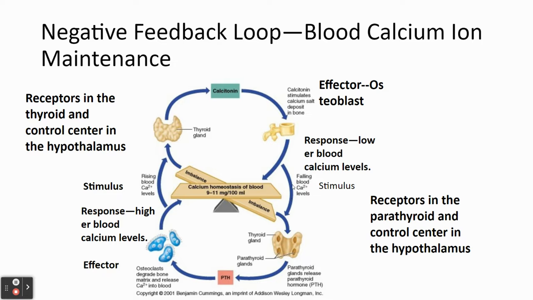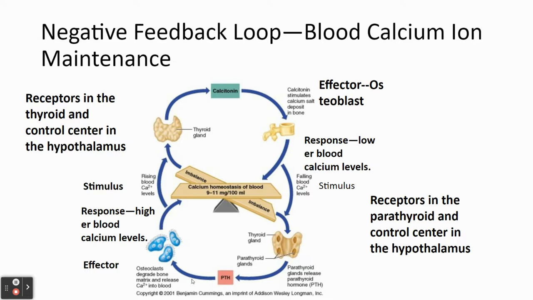If your calcium levels decrease, a different gland, the parathyroids, which are very small little glands that rest on the backside of your thyroid gland, are signaled to release parathyroid hormone. Parathyroid hormone travels via the blood to osteoclasts, which are a type of bone cell, and that causes them to release calcium into the blood, bringing your calcium levels back on up.